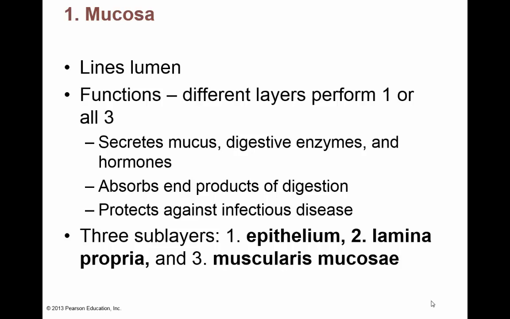Now, the mucosa itself is made up of 3 sublayers. So there are 3 layers in that one layer. There's an epithelial layer, a layer called the lamina propria, and a muscularis mucosa layer.